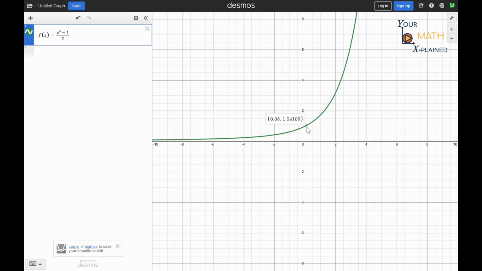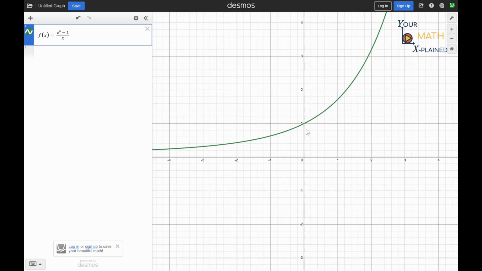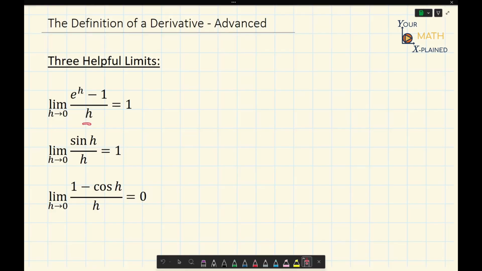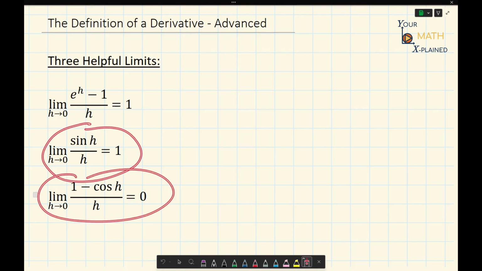So we can see that when x is 0, it is undefined because we're dividing by 0. However, we can see that the limit, so if we zoom in, we can see that it is approaching 1 as x approaches 0. Now a similar process can be done with the two other limits, the sine limit and the cosine limit. So I encourage you to graph these two functions yourself and verify the limits.